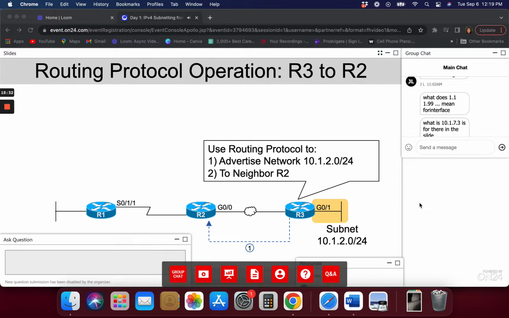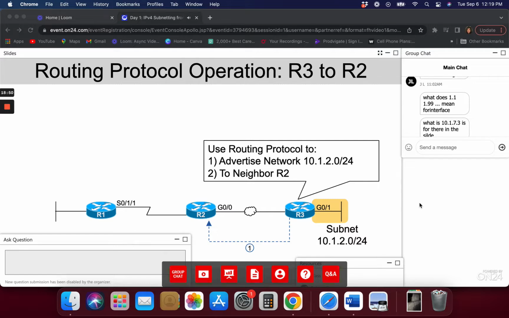R3 will not advertise routes to R1 directly. R3 is going to tell R2. R2 is going to tell R1. Right? So it's like telling your next door neighbor, and then telling their next door neighbor, and then telling their next door neighbor, and then eventually the whole neighborhood knows the rumor. It's that kind of idea.